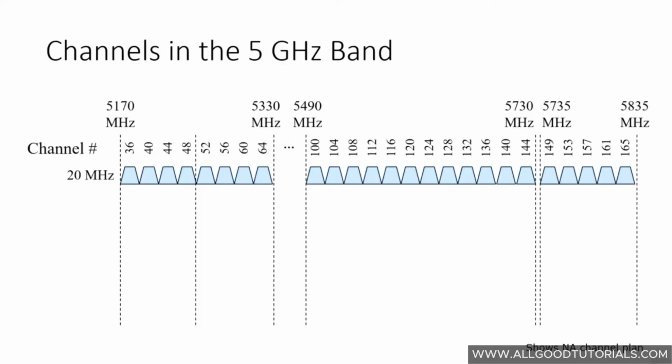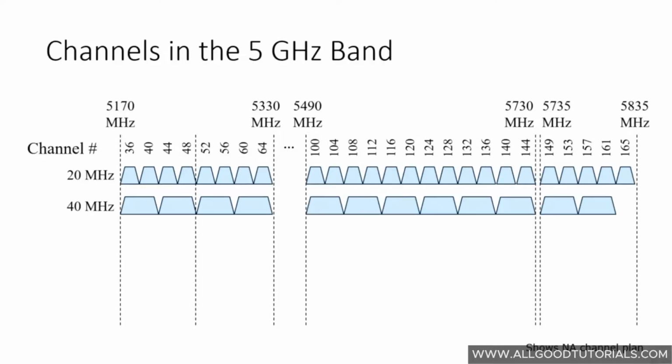When we look at the 5 gigahertz band, there are many more channels available on which you can transmit your wireless signals. Here you can see 25 channels in comparison with 3 that we were looking at in the 2.4 gigahertz band.